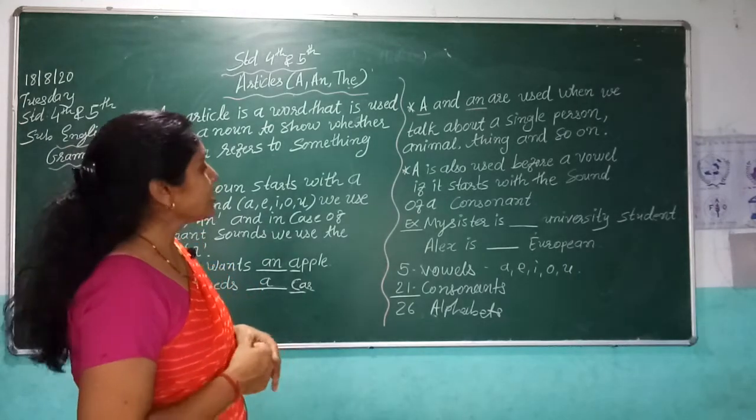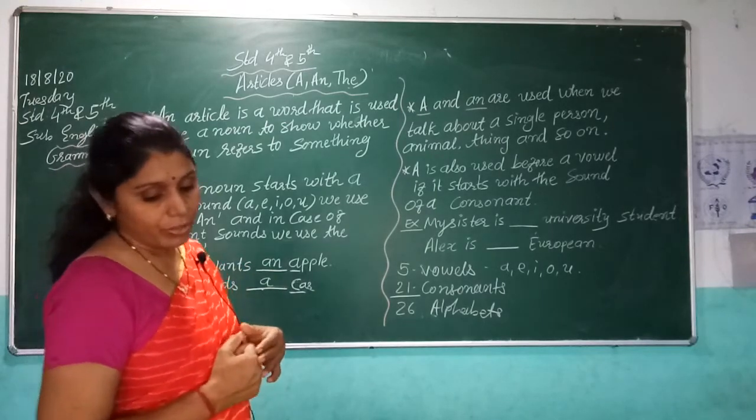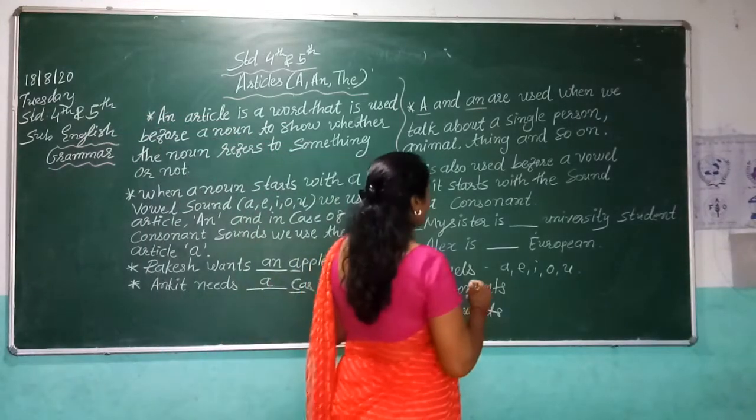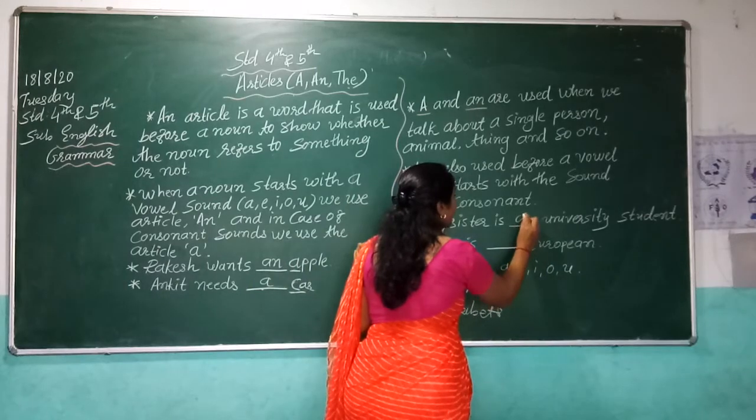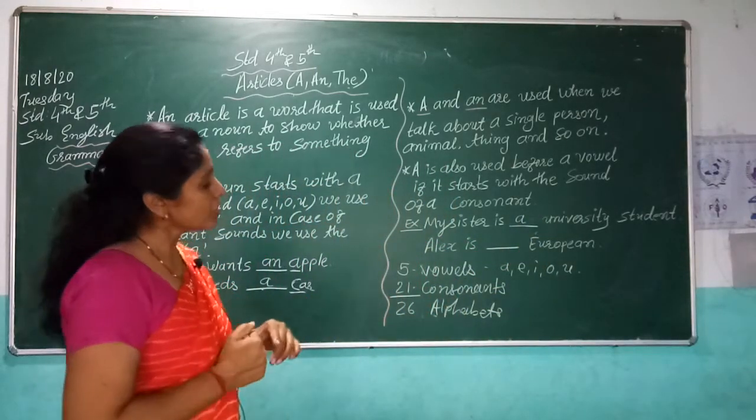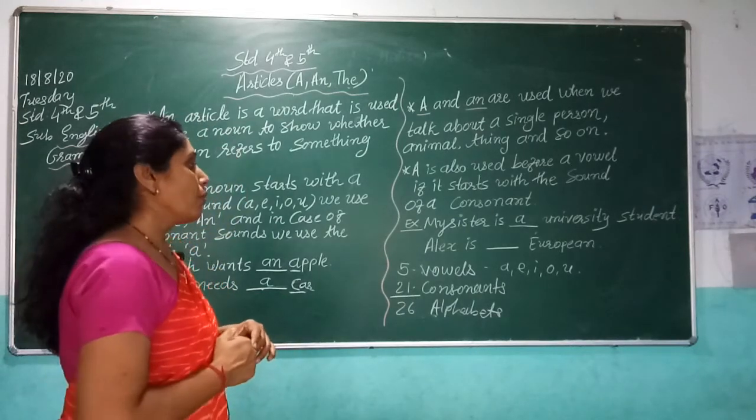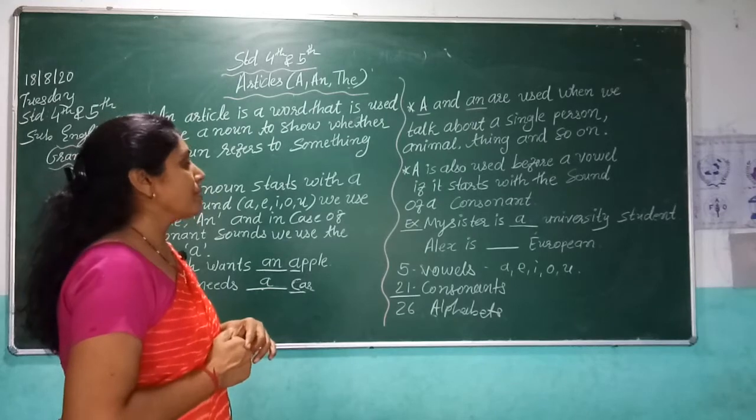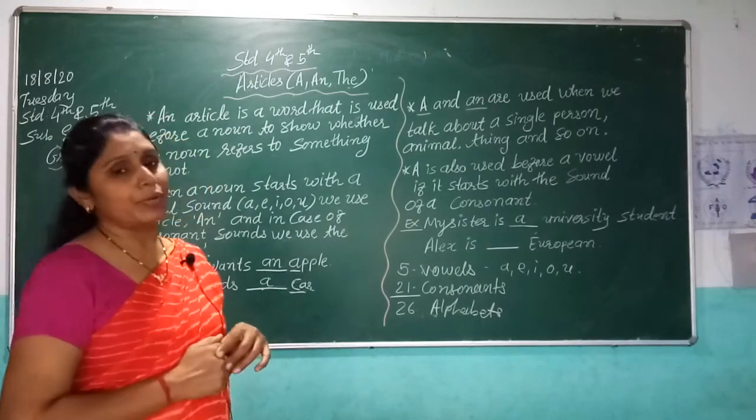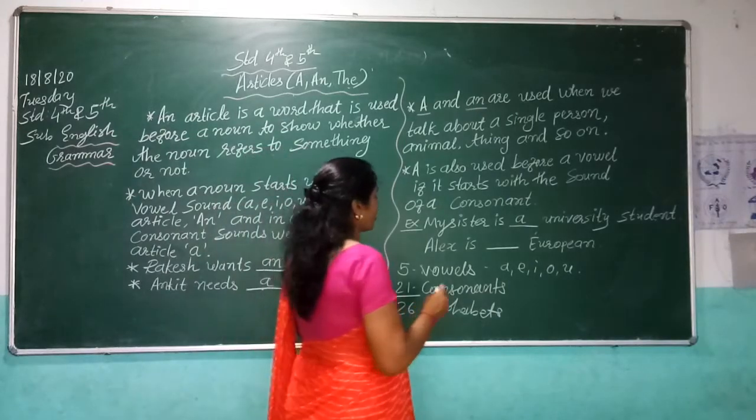My sister is blank university student. University, there is a sound of consonant, so we write here a. My sister is a university student. Alex is blank European. European starts with the U sound, so we put here a.